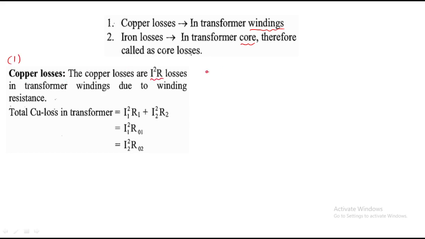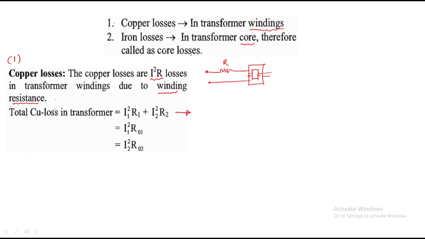We all know that this is the winding resistance in a transformer, right? Because of this winding resistance we have a copper loss. The copper losses are I square R losses in a transformer due to winding resistance. So the total copper loss in a transformer is nothing but I1 square R1 plus I2 square R2.